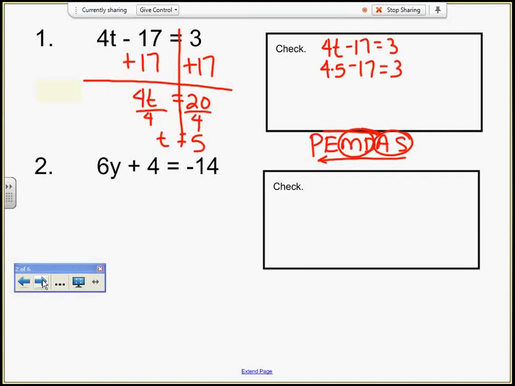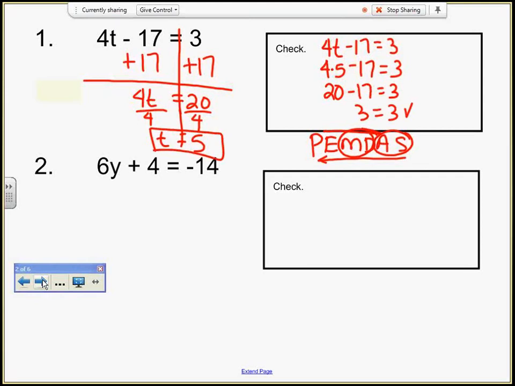Now on the left side, I'm going to use PEMDAS because that's how I simplify expressions. So I'm going to do multiplication and division first. So I'm going to get 20 minus 17 is 3. Let me see. 3 equals 3. That is true. That means I can box my answer, t is equal to 5. Okay, that's true.